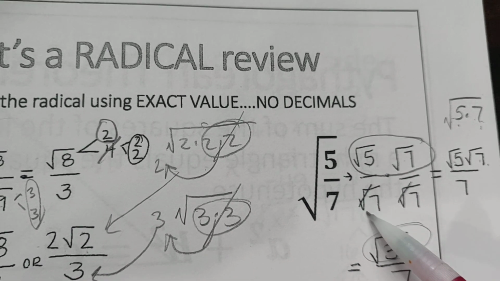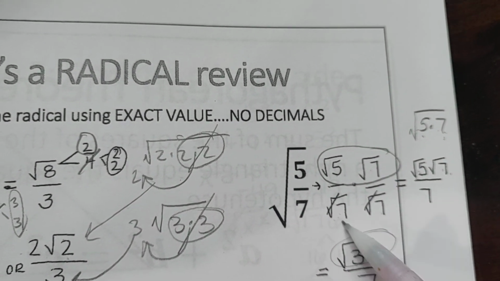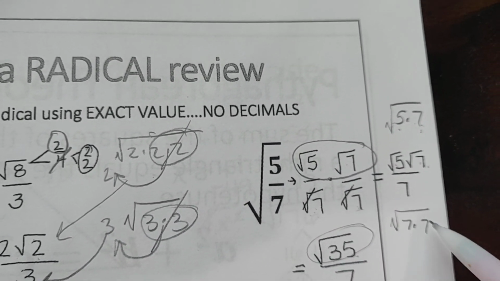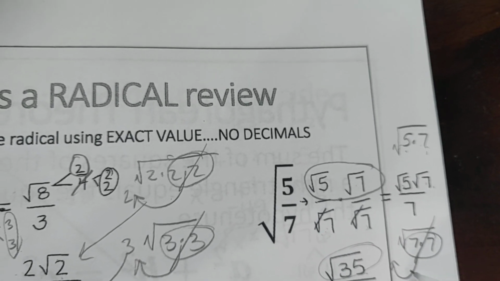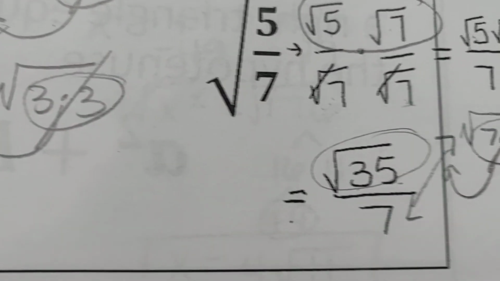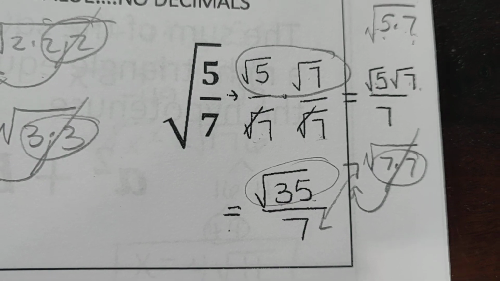And now looking back at the bottom here, I have 7 times 7, but they're both under the square root. That's like having the square root of 7 times 7. Here's our two numbers that are the same. They cancel out and move to the front, which is how I get just 7. And there is my final answer: the square root of 35 divided by 7.